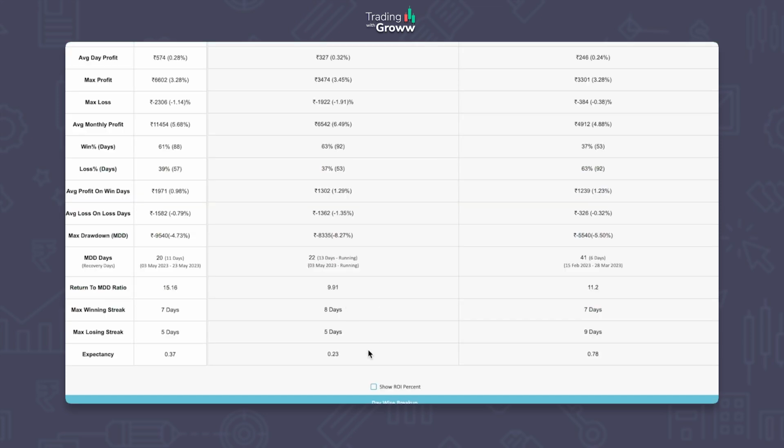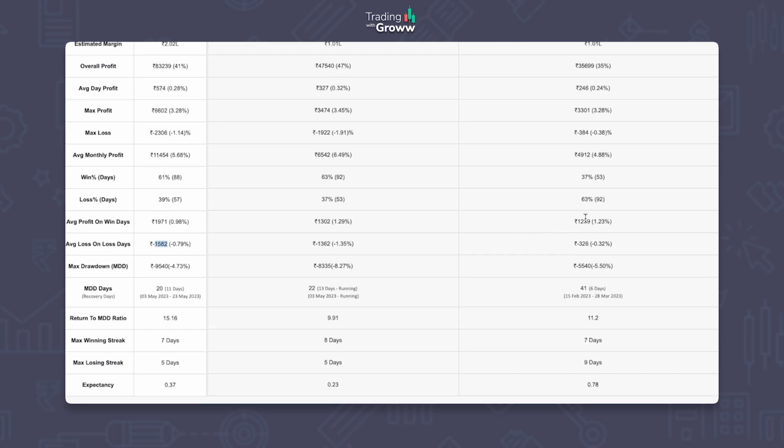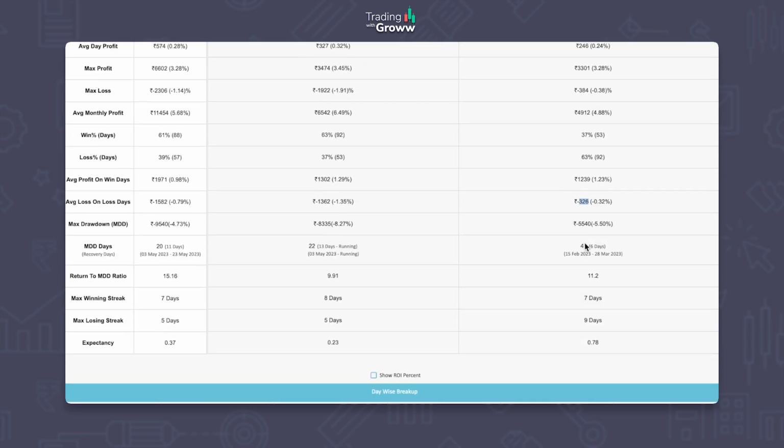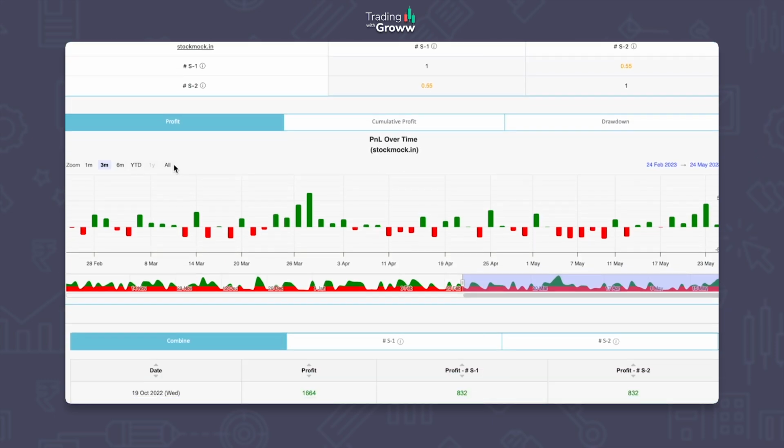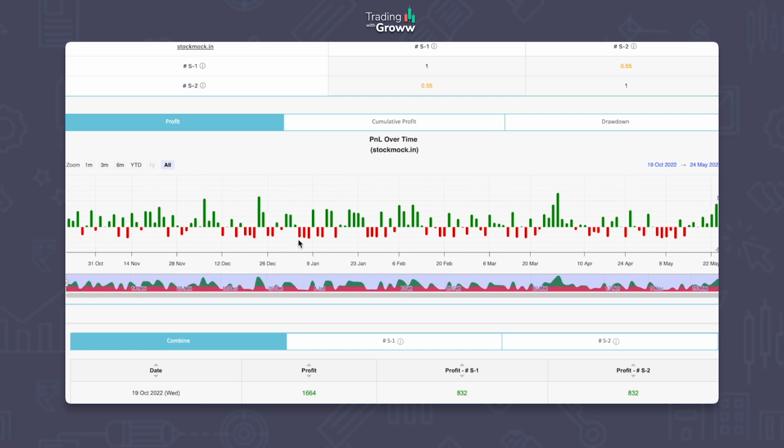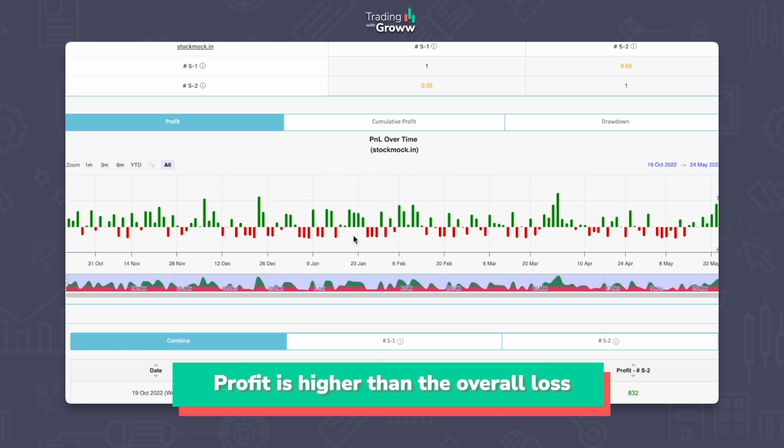The overall expectancy also increased, and the returns to maximum drawdown ratio also increased to almost 15.16. The maximum winning streak, which is the back-to-back winning streak, is almost 7 days, and the back-to-back losing streak is almost 5 days. So earlier, when we were trading strategy 2 as a standalone, the average profit is 1200 and average loss is only 300 rupees. So I showed you the overall chart of profit versus loss, and if you compare the profit to the loss, the profit is much higher than the overall loss.